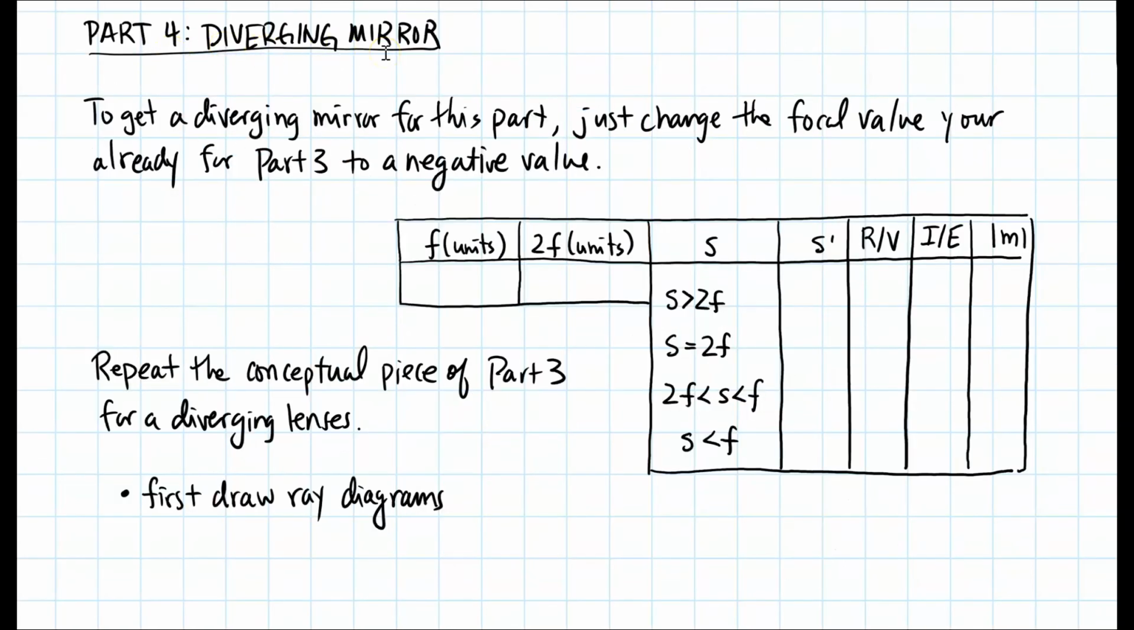Part 4, diverging mirrors. To get a diverging mirror for this part, just change the focal length value that you have in the simulator already to a negative value. Then you're ready to go. So you have that focal length, you have 2F, and what you want to do here is repeat the conceptual part from piece 3, but now for a diverging mirror. Go draw the ray diagrams first for these locations. Once you have them, go to the simulator and compare what you did on paper versus what the simulator shows. And then as usual, ask the question: is it real or virtual? Is it erect or inverted? And what is the magnification? Smaller, same size, or larger?